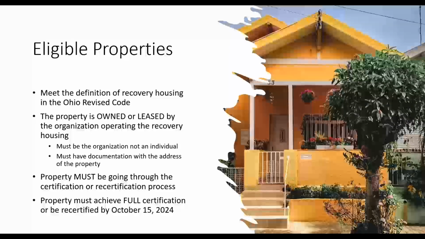There are many types of documentation that we'll accept, but it needs to have the organization's name. It needs to demonstrate that the organization owns or leases the property, and it has to have the address of the property. And the property must be going through the certification or recertification process. So if you're interested in these funds and you have not yet applied for certification through Ohio Recovery Housing, our application will reopen on April 1st, and you'll be able to apply for certification.